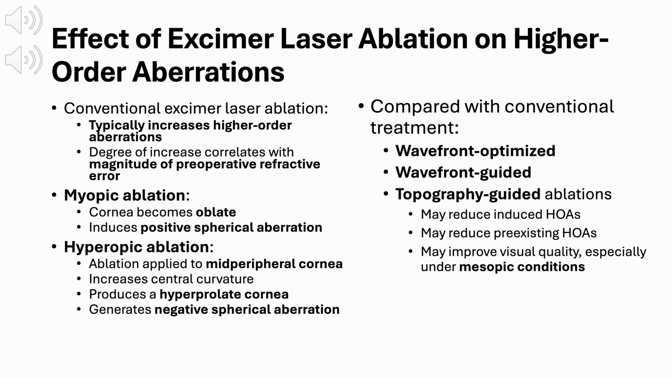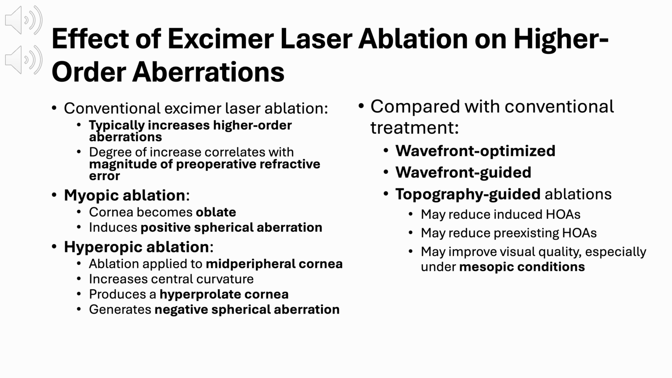With conventional excimer laser ablation, higher-order aberrations are typically increased rather than reduced. The amount of increase tends to correlate with how large the preoperative refractive error is, meaning bigger corrections generally induce more aberrations. In myopic ablations, tissue is removed centrally, which makes the cornea more oblate. This shape change tends to induce positive spherical aberration, where peripheral rays focus in front of central rays. This is a common reason patients report halos or reduced night vision after myopic LASIK.